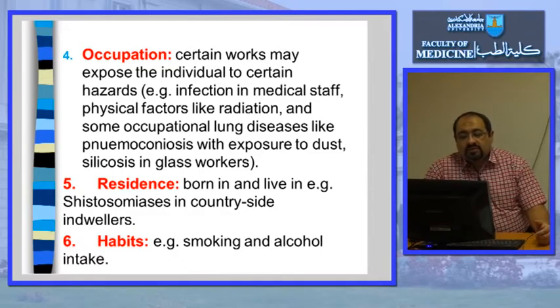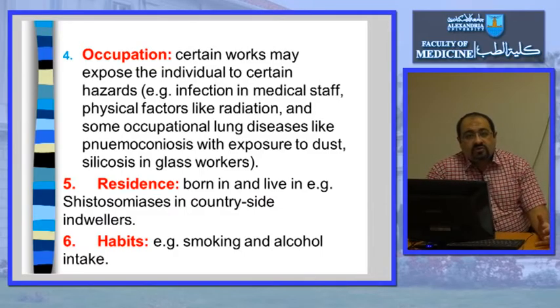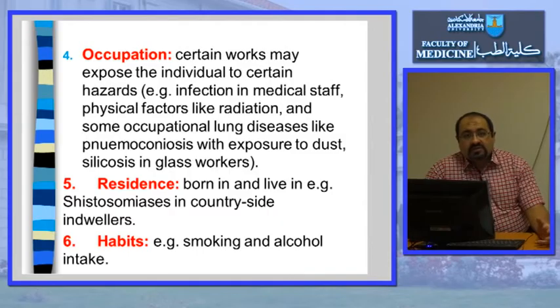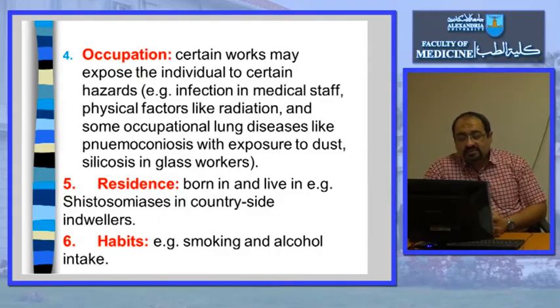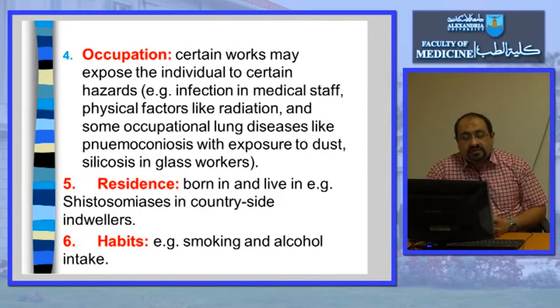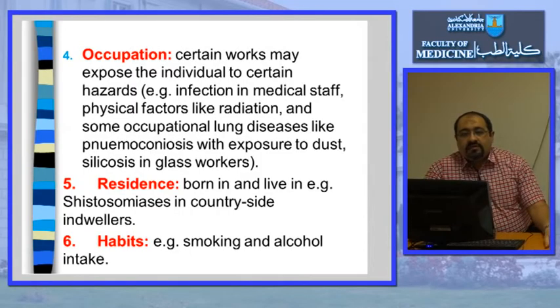Occupation is also important because certain jobs expose the patient to certain hazards that may make the patient susceptible to certain diseases, such as infections or occupational health hazards such as occupational lung diseases and pneumoconiosis. It's also important to know the occupation of the patient because the disease of the patient himself may affect his occupation. For example, if you have a patient having hemiplegia, and this patient is a laborer or a manual worker, this will greatly affect his job.